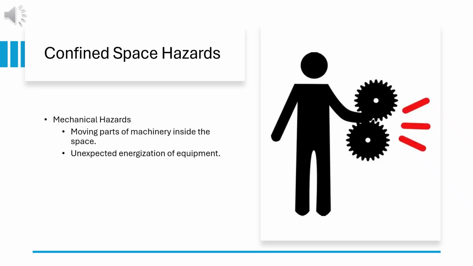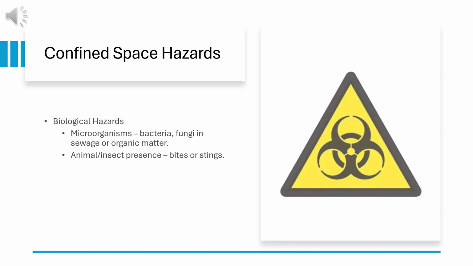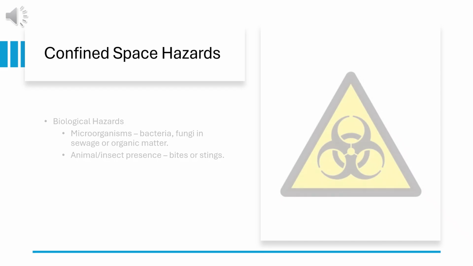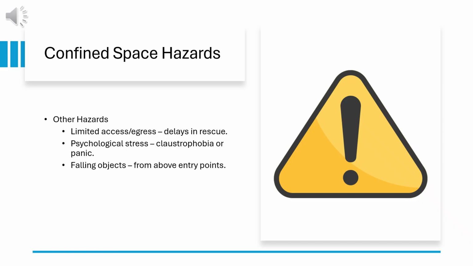Mechanical hazards include moving parts of machinery inside the confined space and the risk of unexpected energization. Biological hazards may also be present, including microorganisms found in sewage or decaying organic matter, as well as insects or animals that may enter the space. Other risks include limited access, psychological stress such as claustrophobia, and falling objects from above entry points. Each hazard must be identified and controlled before workers enter the space.